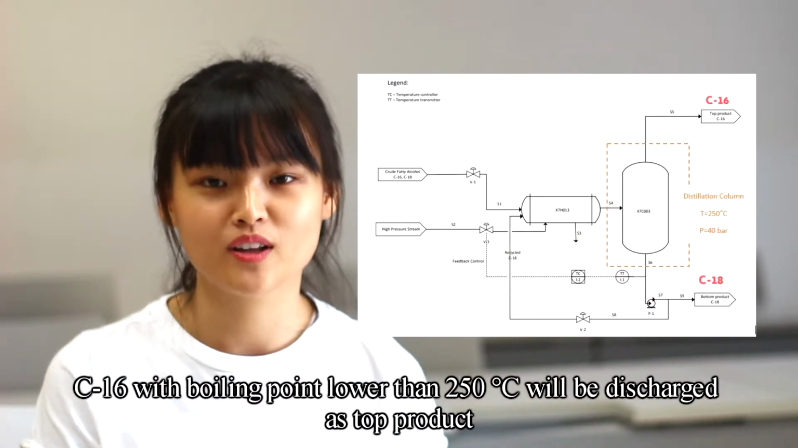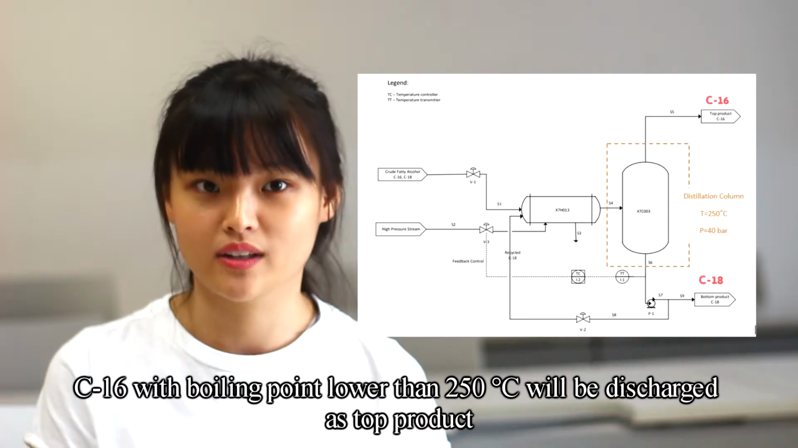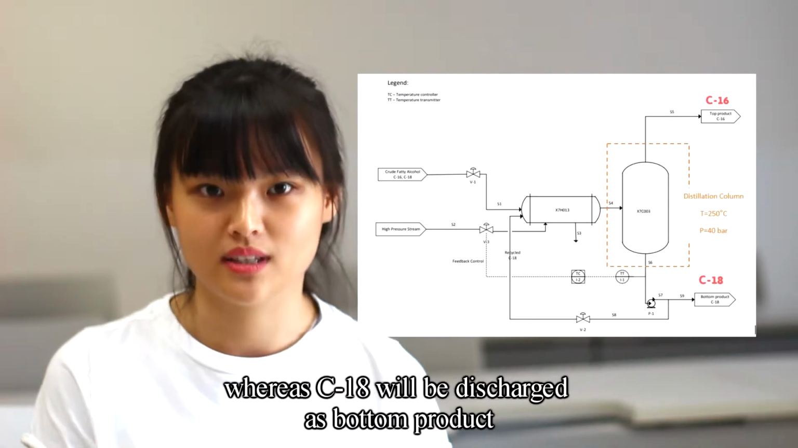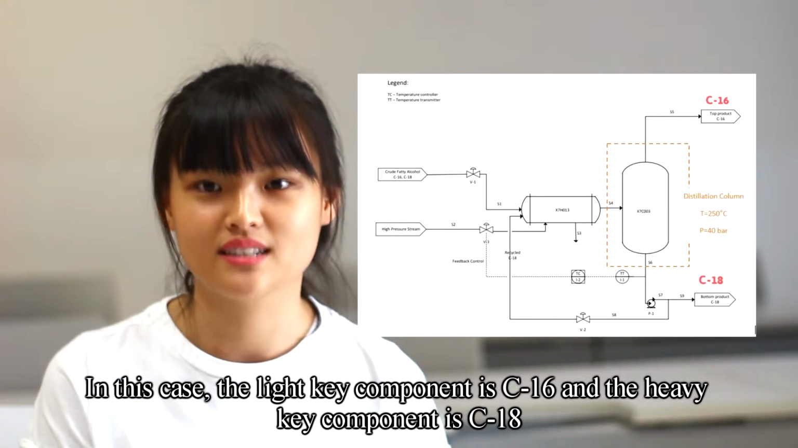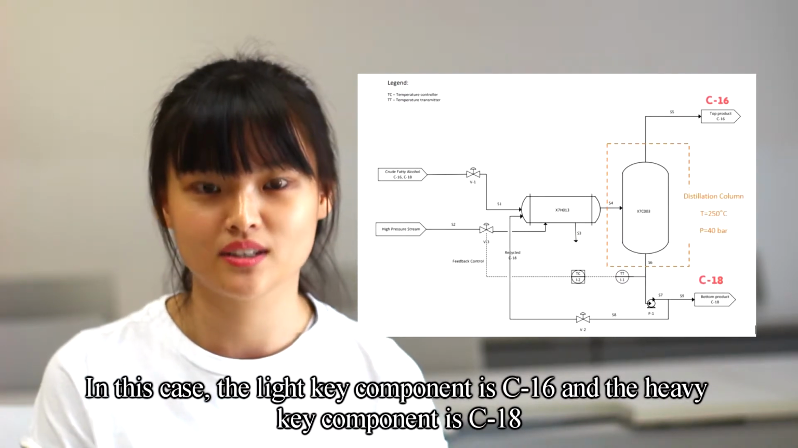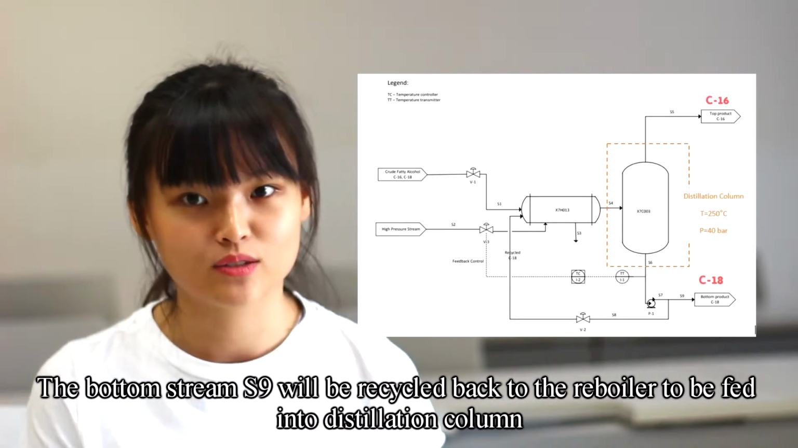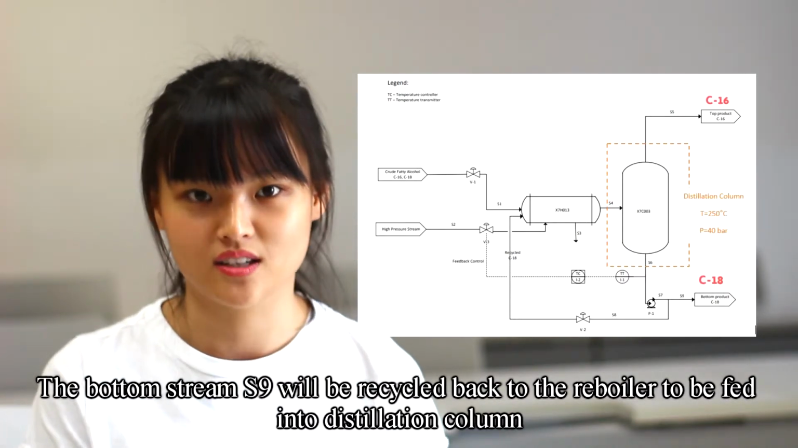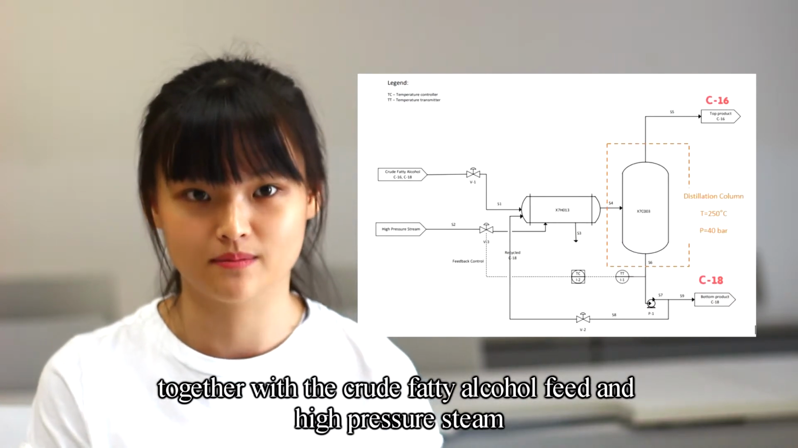C16, with a boiling point lower than 250 degrees Celsius, will be discharged as top product, whereas C18 will be discharged as bottom product. In this case, the light key component is C16 and the heavy key component is C18. The bottom stream S9 will be recycled back to the reboiler to be fed into the distillation column together with the crude fatty alcohol feed and high pressure steam.